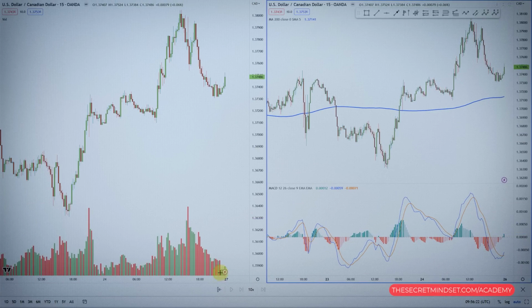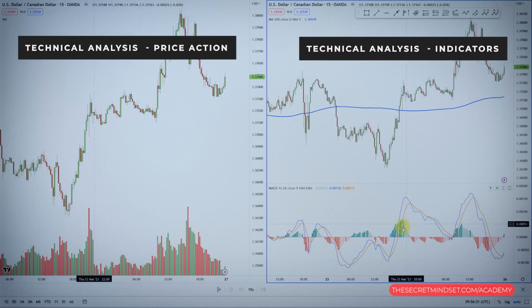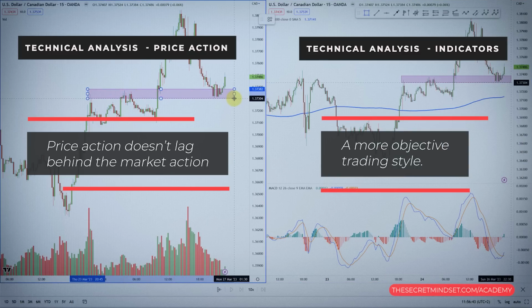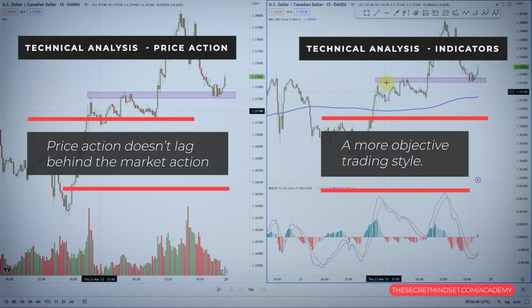There is often a huge argument underway between technicians who think price action is the best way of analyzing the markets, and the traders who think using technical indicators is the best way to trade. Price action traders say price action is better because it doesn't lag behind the market action. Traders relying on indicators state that their method is simpler because it's a more objective trading style. So which one is better in technical analysis?